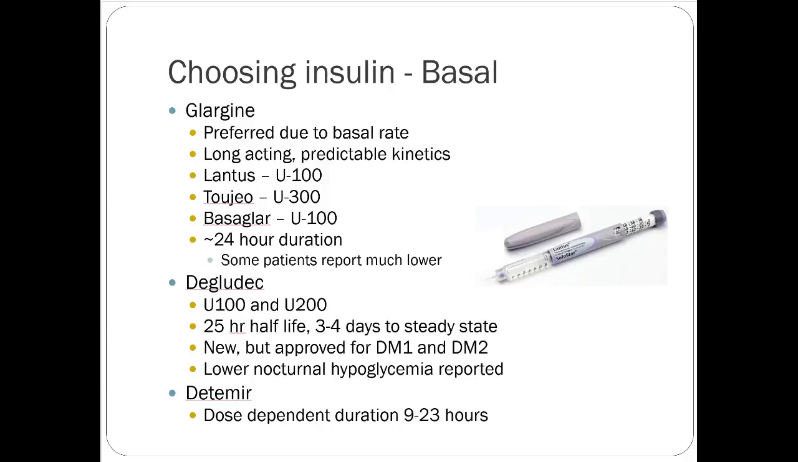Then there's Detemir. Detemir is the shortest acting of the basal insulins. It's usually dosed twice daily, always. It's rarely ever dosed once daily. Its duration is about 9 to 23 hours, 23 hours on the max end there. So think of it as a BID medication primarily.